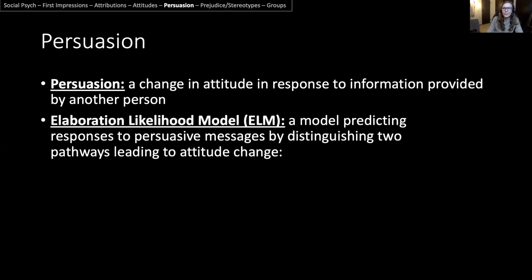So strategies are the main things that we're going to talk about here of how we persuade people. According to this model called the Elaboration Likelihood Model, or ELM, there are two different pathways that we can predict responses to messages by distinguishing two different routes that might lead to attitude change. So the first route is what we call the central route.